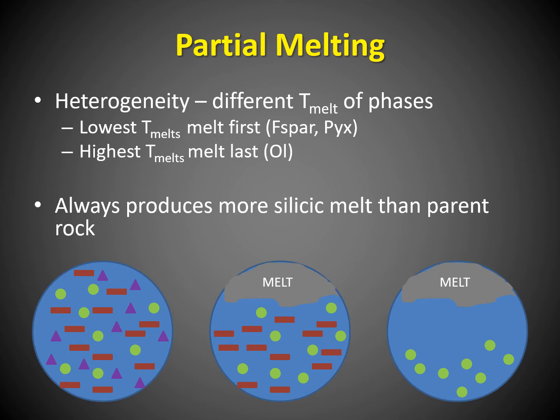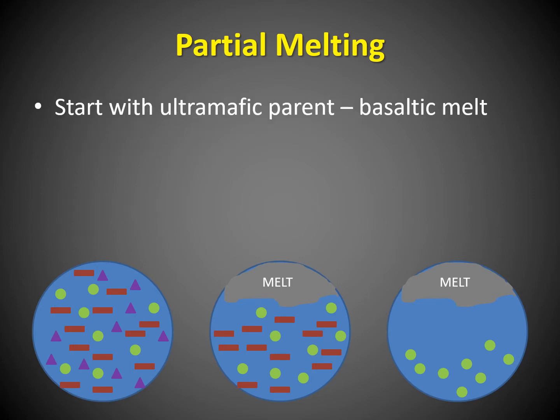So the point of those phase diagrams is you end up with a different composition than what you start with. And the point here is that it always tends to be more silica rich than what you start with. So here are some takeaways. If you start with an ultramafic parent, the typical material we have in the Earth's mantle, and you melt it a few percent, say 10 to 15%, you end up with a basaltic melt.